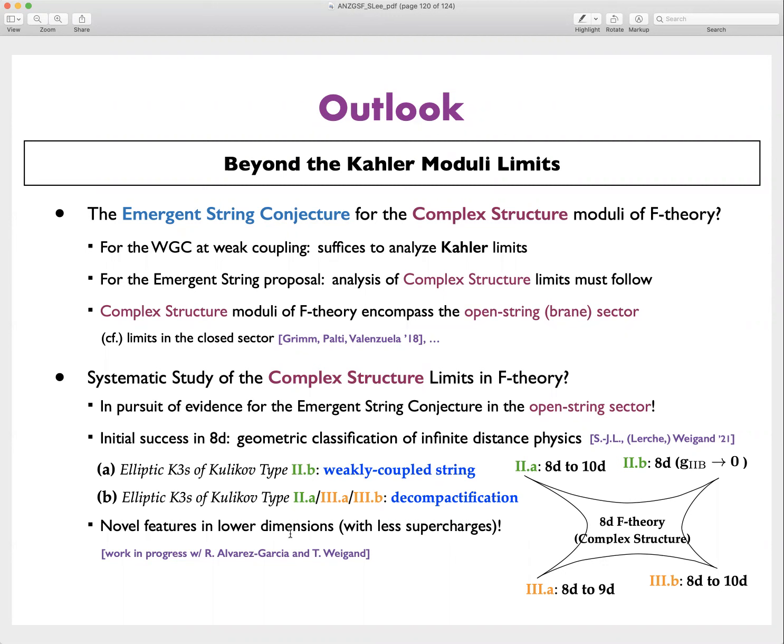in the complex structure side as well. But actually, the complex structure analysis turns out to be much more non-trivial than the Kähler side, even for classical geometry. So we are taking it one at a time. We are starting with the classical geometry at this point.